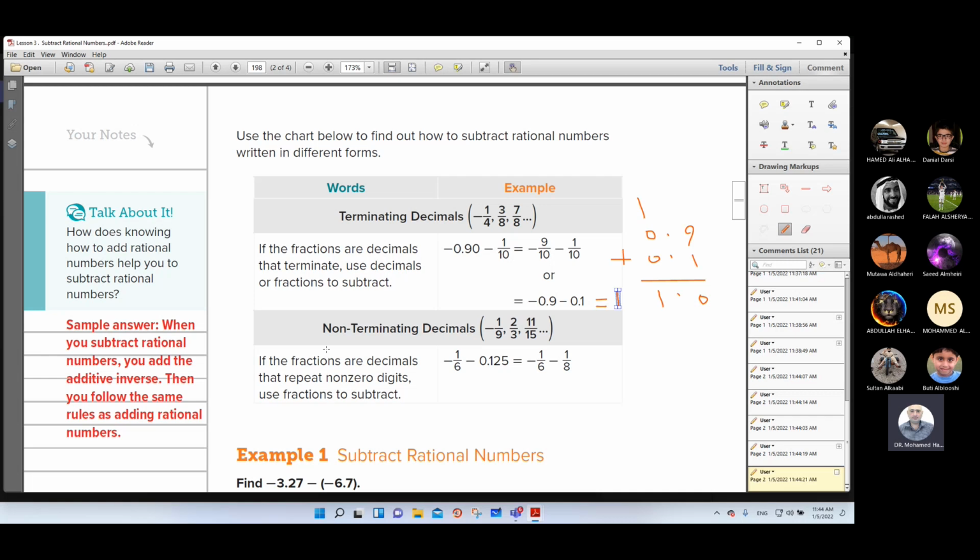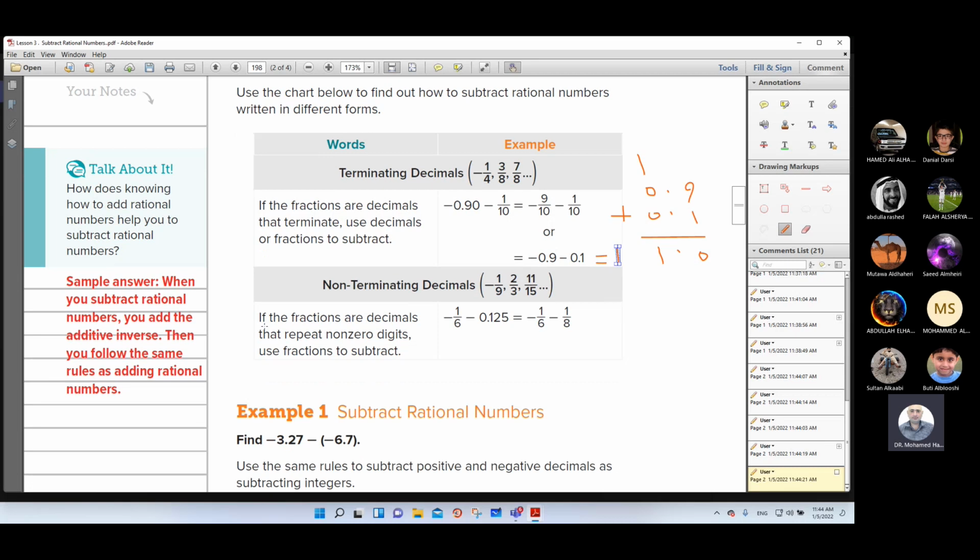In the second case, if you have non-terminating decimals, like negative 1 over 9, 2 over 3, 11 over 15, etc. So what we do here: if the decimals repeat non-zero digits, use a fraction to subtract. For example, you have negative 1 over 6. Don't change this fraction to a decimal, because you will get a non-terminating decimal. So keep the fraction, then change the decimal to the fraction.